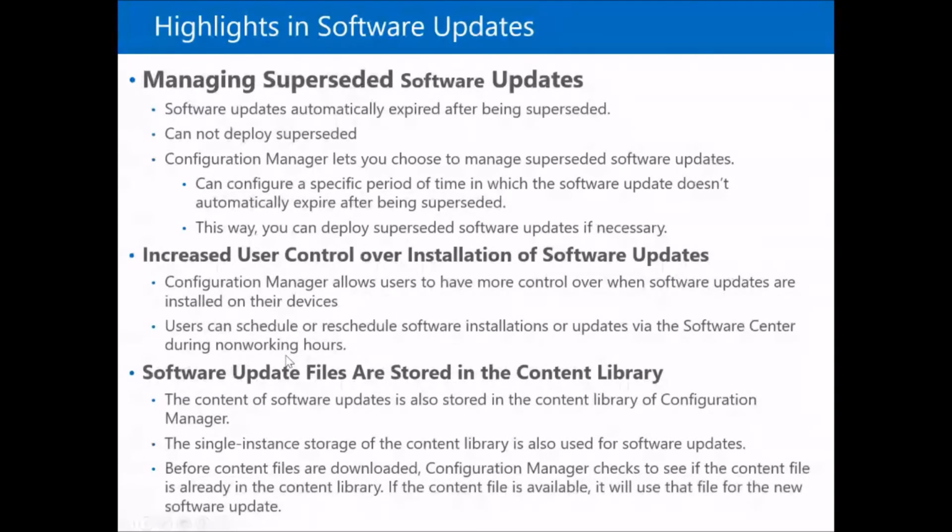Software update files are stored on the content library. The contents of the software updates are stored in the content library of Configuration Manager. The single instance storage of the content library is also used for software updates. Before content files are downloaded, Configuration Manager checks to see if the content files are already in the library. If the contents are available, it will use those files for the new software updates.